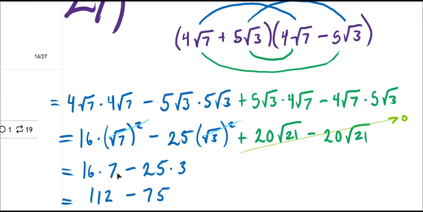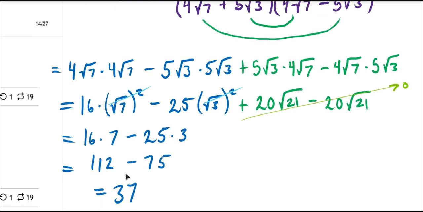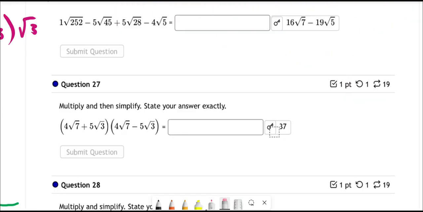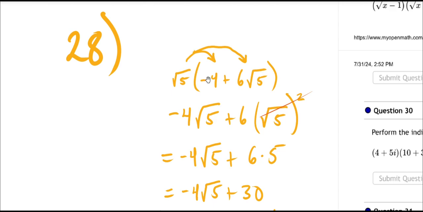Now we just finish up the arithmetic here. 16 times 7 is 112, 25 times 3 is 75, and their difference is 37, our final answer. As such, moving on to number 28, we have the following. It wants your answer exactly, meaning in terms of radicals. And really all that's being asked here is for you to distribute the square root of 5.